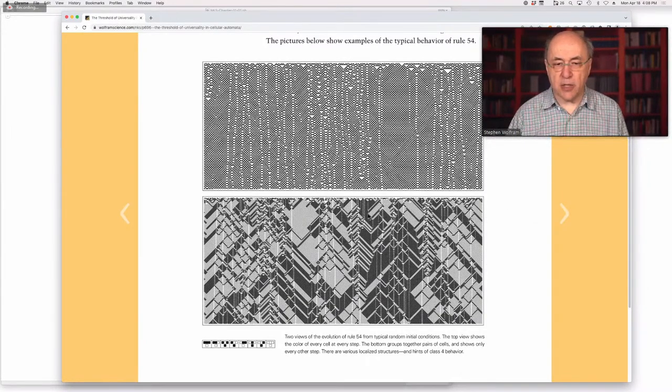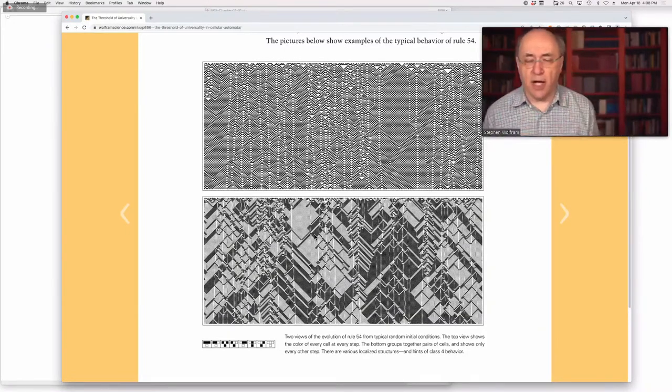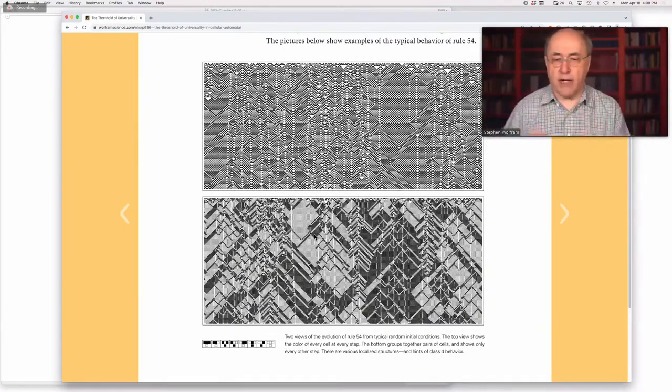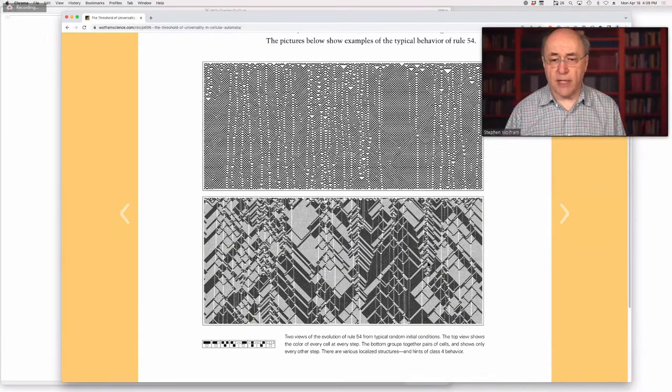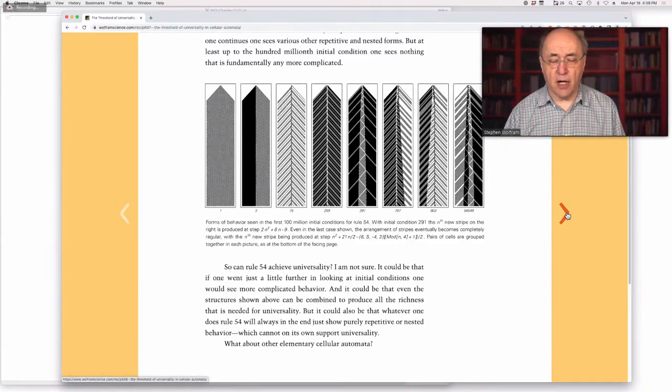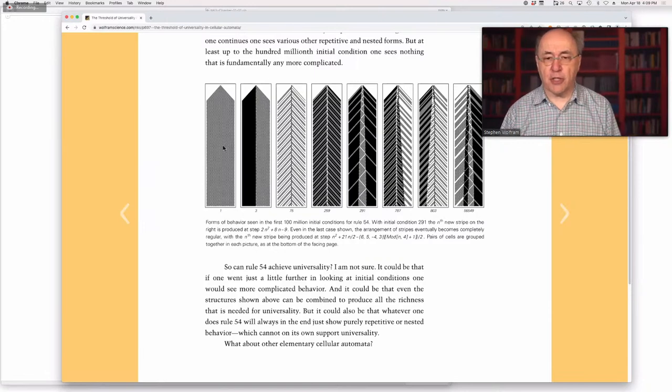You can see these structures. It has very definite structures. This is the pure rule 54. This is a blocked rule 54 where you're taking blocks of cells and compressing it. You're doing coarse graining by a factor of two, I think, here. And you can see these structures that develop, which can have all kinds of complicated interactions. So this is a candidate. This is showing some of the interaction between structures in rule 54 from particular small initial conditions.